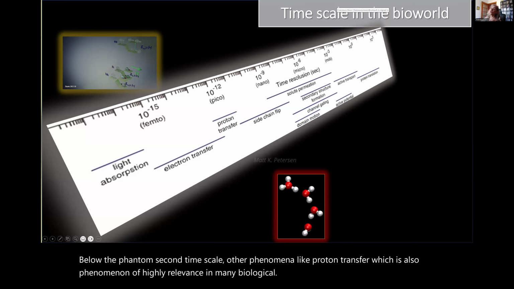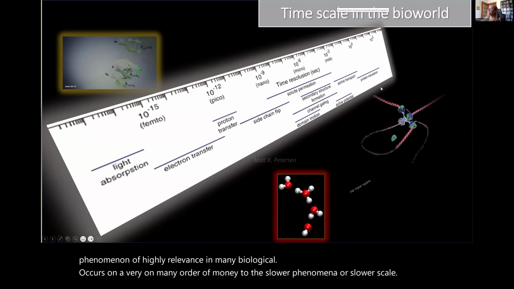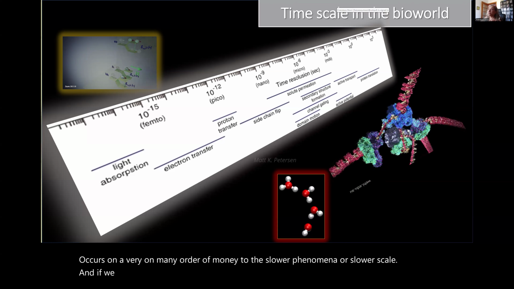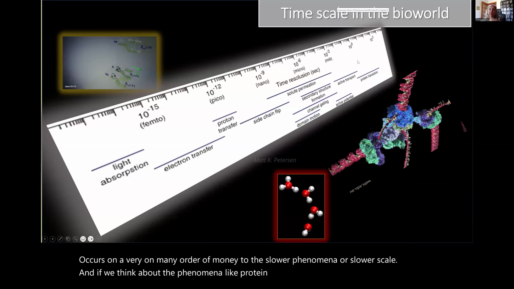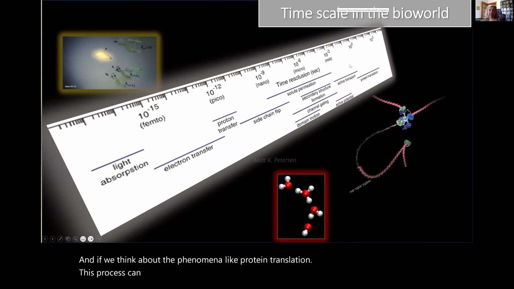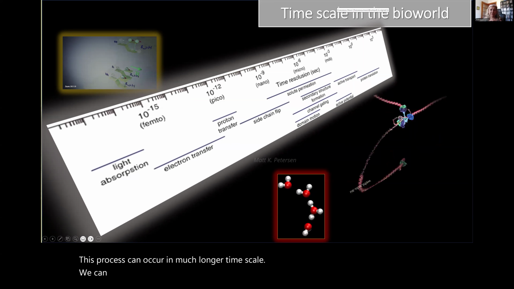Other phenomena like proton transfer, which is also a phenomenon of high relevance in many biological activities, occur on many orders of magnitude slower scale. And if we think about a phenomenon like protein translation, this process can occur on a much longer time scale. We can speak about microseconds, seconds, and even beyond.